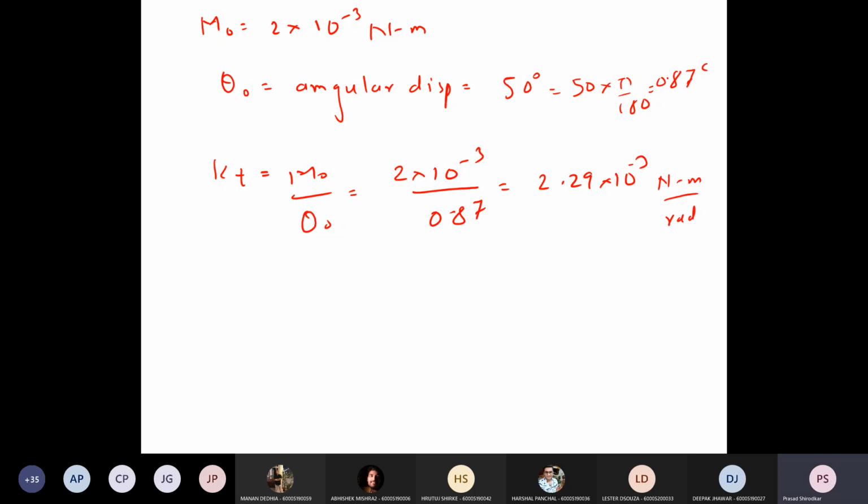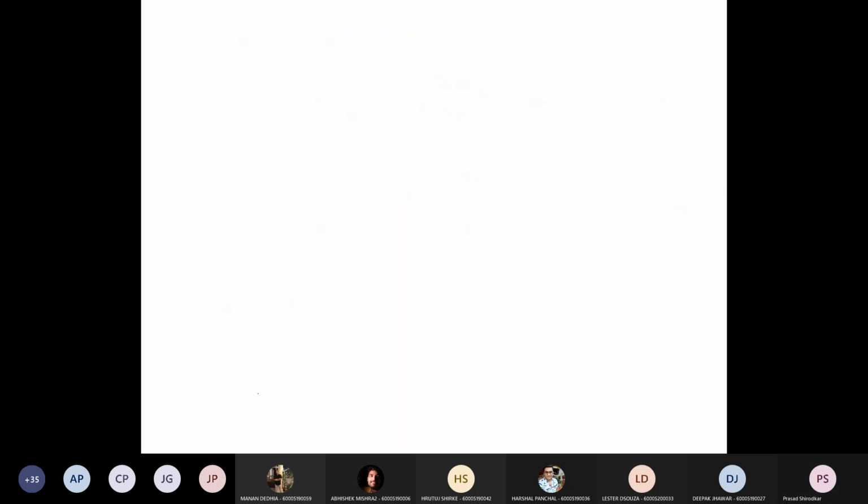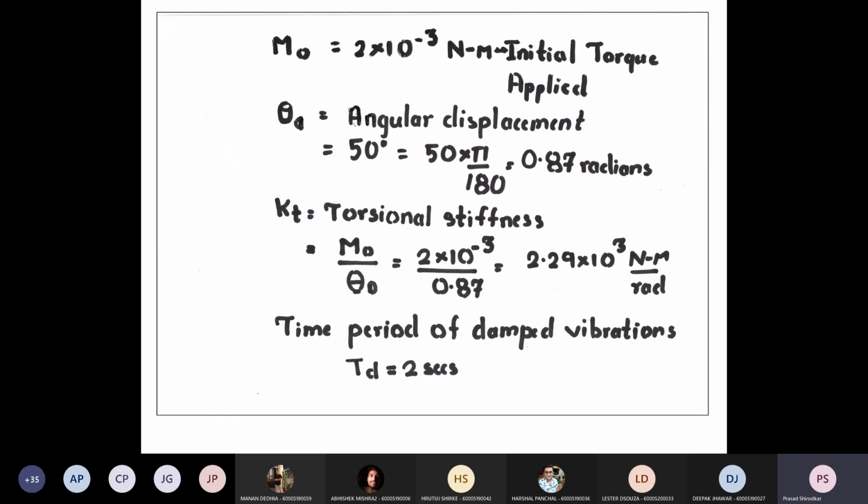Okay, and the time period of damped vibration is given as 2 seconds. All right, so this is the summary of the data.